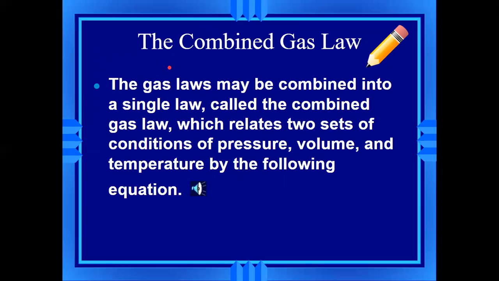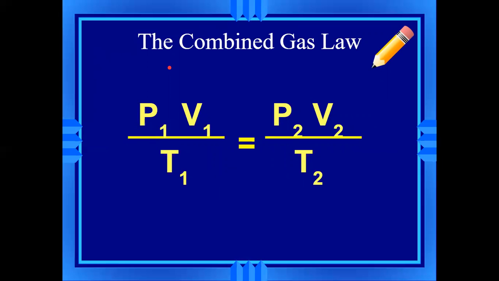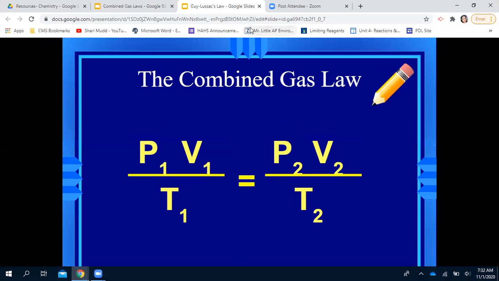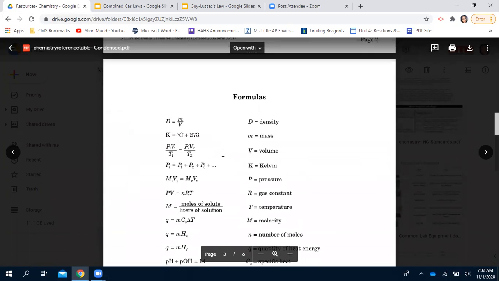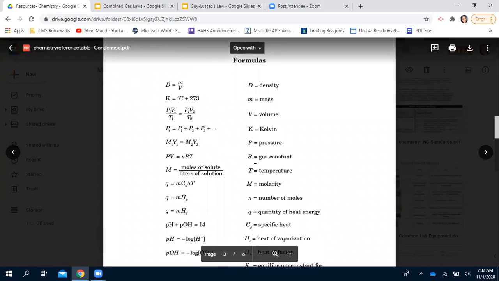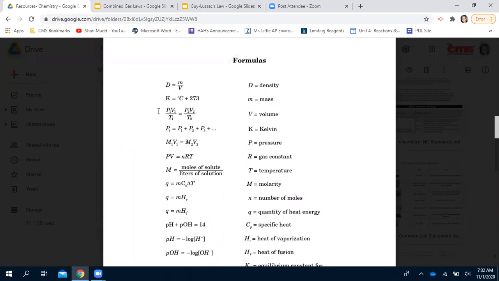And this is the equation for the combined gas law, where it's P1 times V1 over T1 equals P2 times V2 over T2. And the thing with this one is you do not have to memorize the combined gas law. It is actually provided to you on your reference table. And I'm just going to show you real quick where it is located on your reference table. So if you go to the third page of your reference table, you'll see a formula list. And the combined gas law is the third formula down. So right here, this is your combined gas law. So you do not have to memorize this.